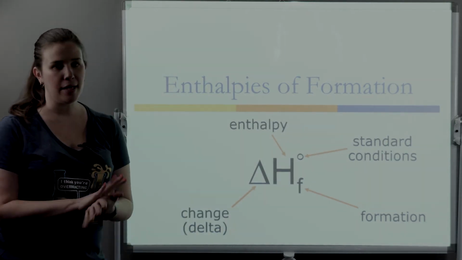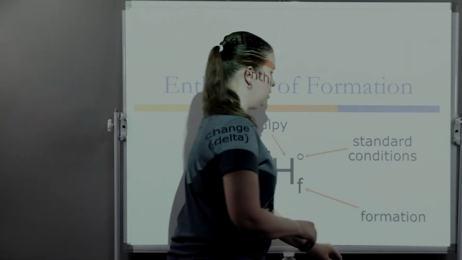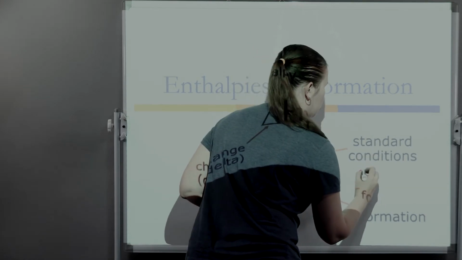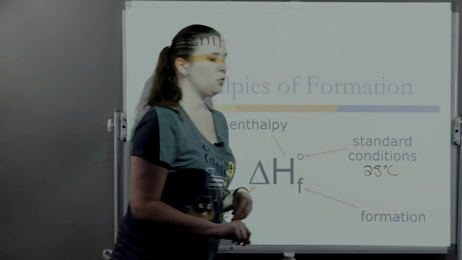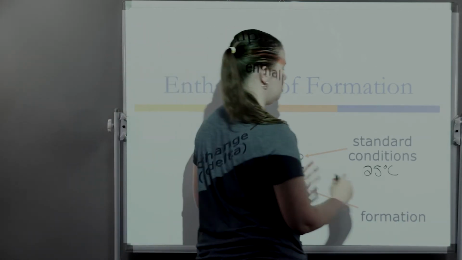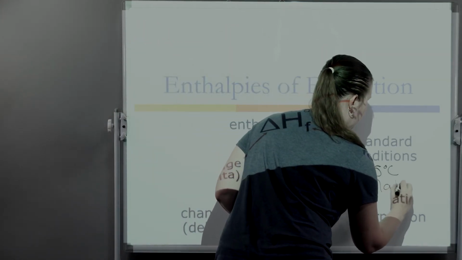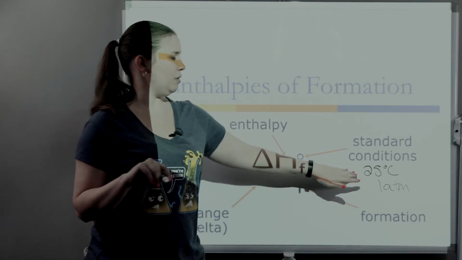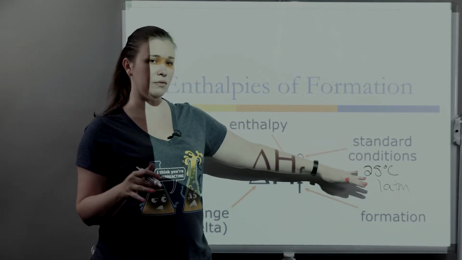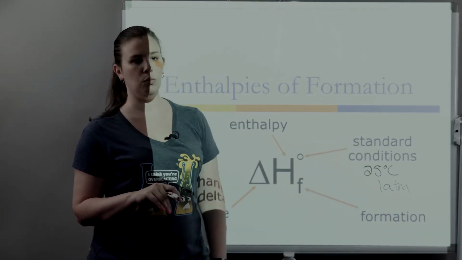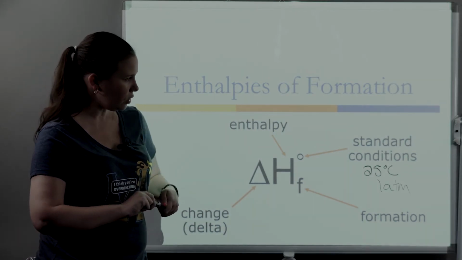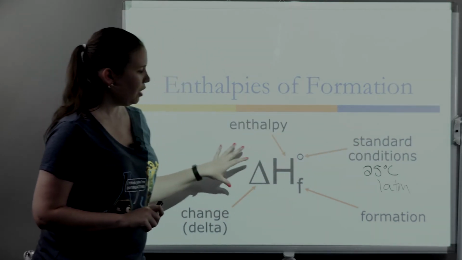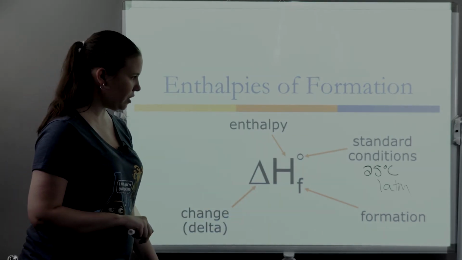So you may remember STP from Unit 7, but standard conditions for thermodynamics actually have a different temperature. It's going to be 25 degrees Celsius, but it is at least still 1 atm. So at 25 degrees Celsius, which is relatively close to room temperature, and 1 atm, which is your normal pressure at sea level, you're going to be able to compare how much energy it takes to form different substances.